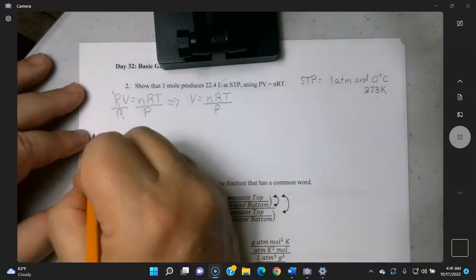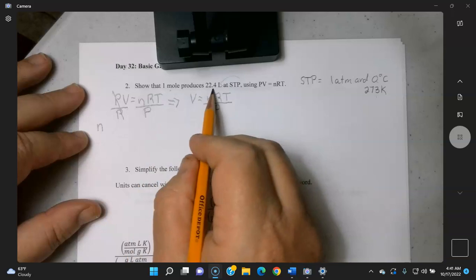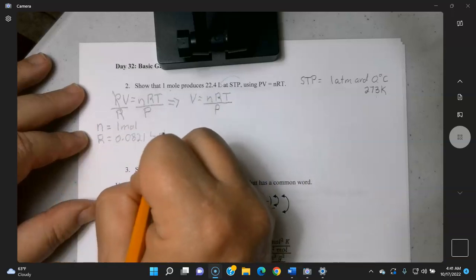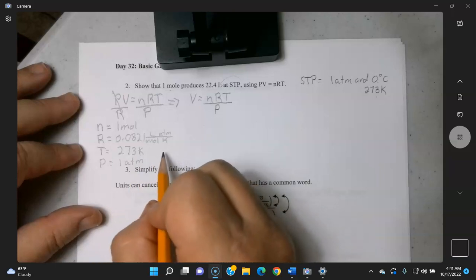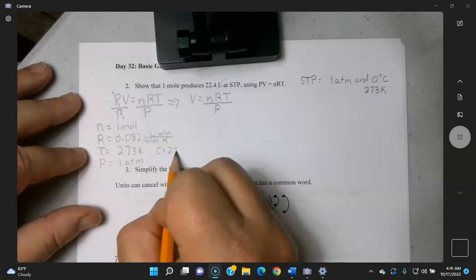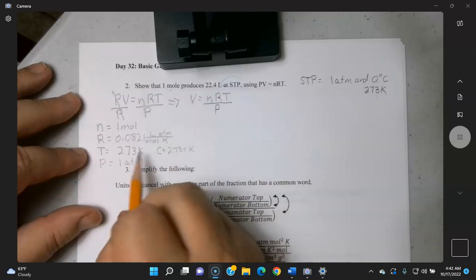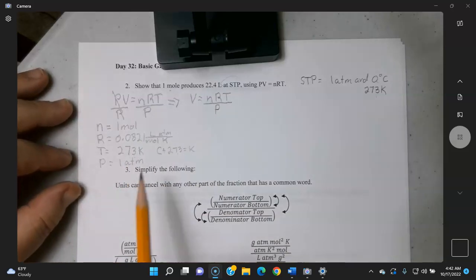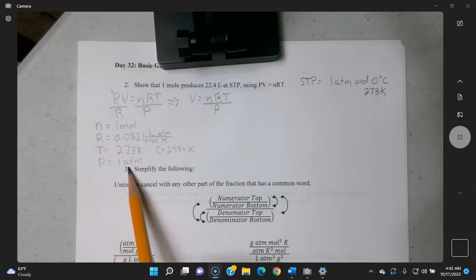Let's define our terms in this case. We're dealing with 1 mole. We want to see that 1 mole produces that. Okay, again, you get 273 from centigrade. Centigrade plus 273 equals Kelvin. So 0 degrees centigrade plus 273 gives you that. Pressure's 1 atmosphere. That's standard temperature and pressure, and it has to be in atmospheres.